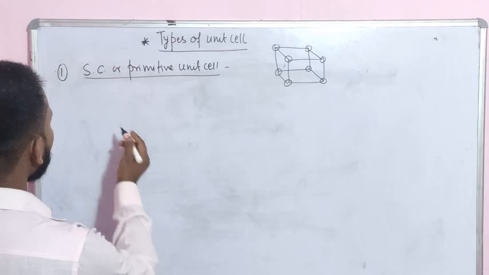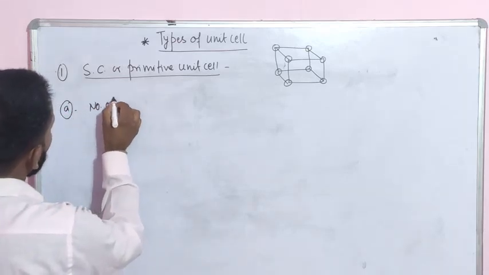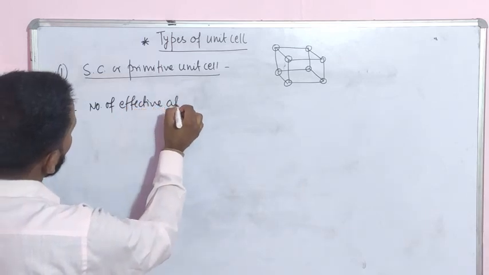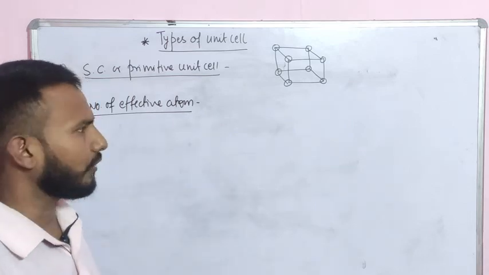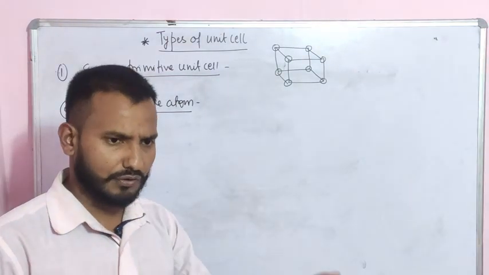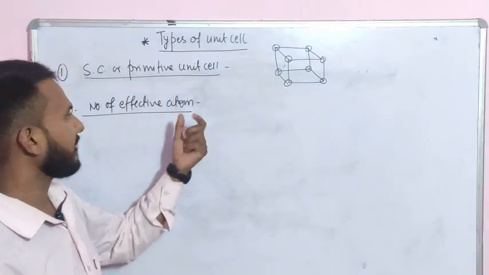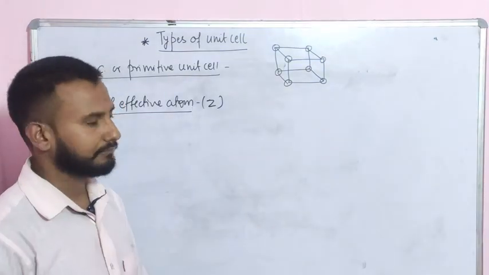First of all, we are going to calculate the number of effective atoms, or you can say the number of atoms per unit cell. What is the contribution of one atom towards this whole crystal or whole unit cell? This is known as the number of effective atoms, which is represented by Z.